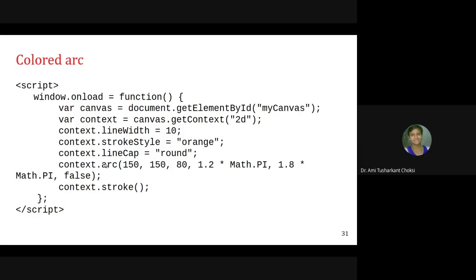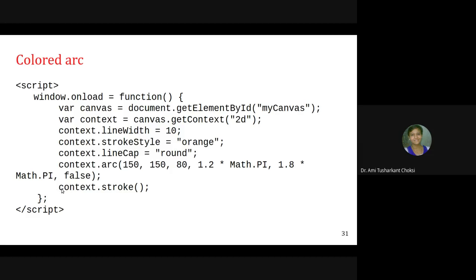So let us draw the arc, that is using context.arc 150, 150, 80, 1.2 multiplied by Math.PI, then 1.8 multiplied by Math.PI, and the last one is false. So what do we say? This is x, this is y, this is radius, this is start angle, then this is end angle, and this is anti-clockwise, whether it is false or true, right? If it is false, that means it considers the clockwise.